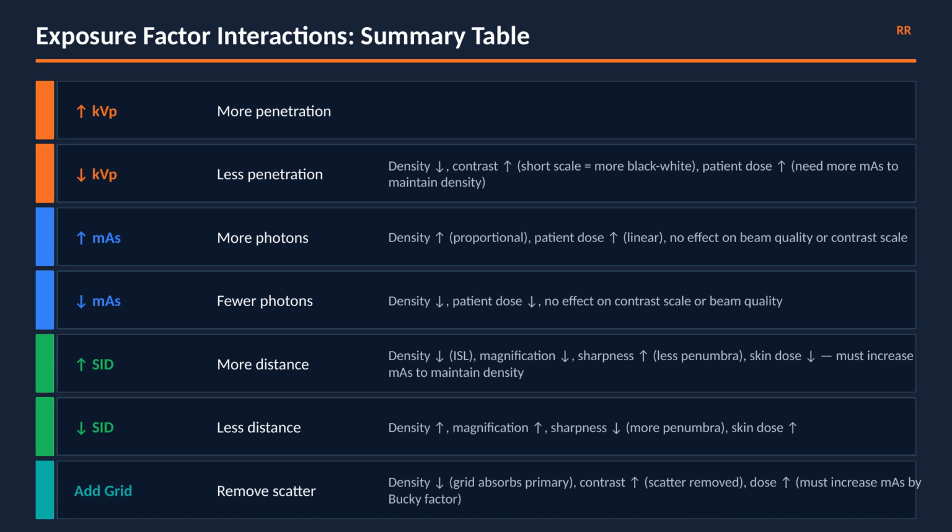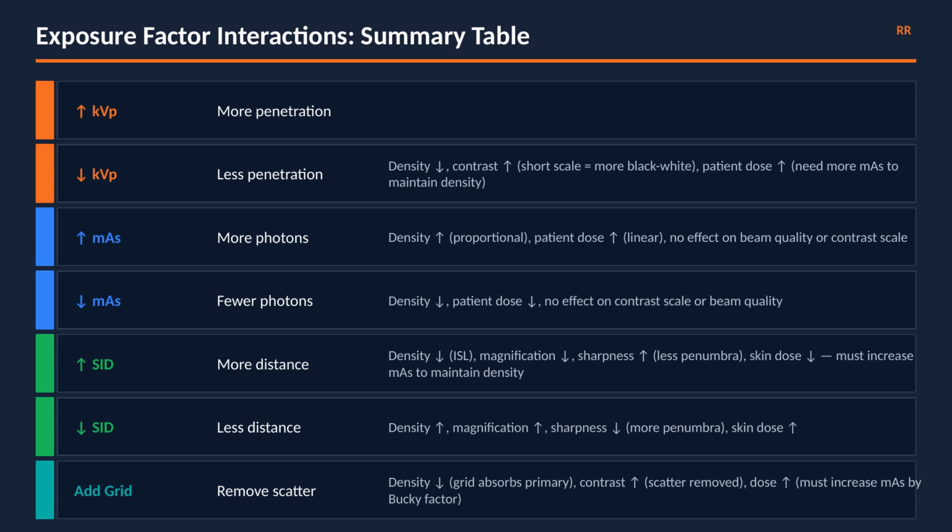Increasing kVp: density increases, contrast decreases, patient dose decreases, more gray levels, better penetration. Decreasing kVp: density decreases, contrast increases, patient dose increases, short scale, more black and white.